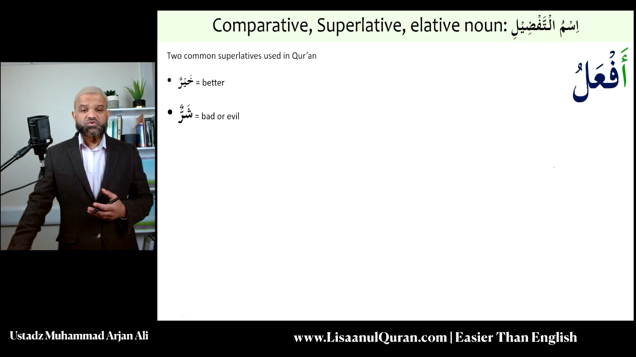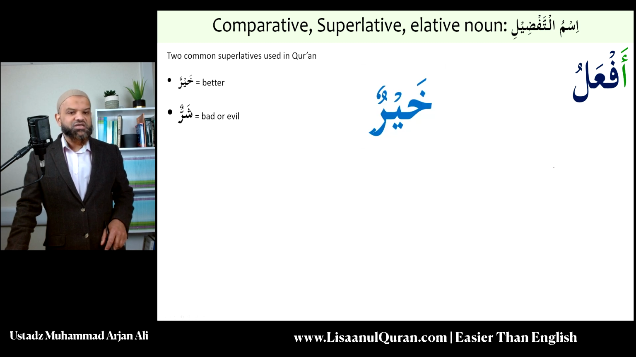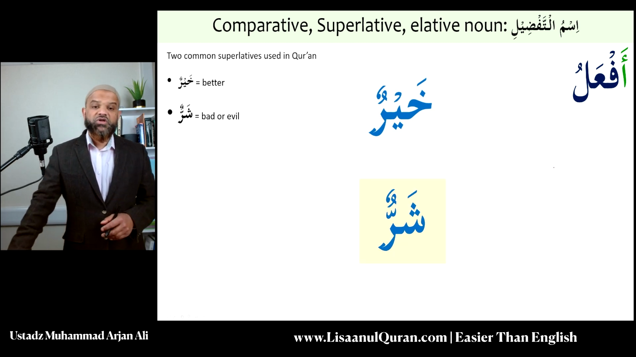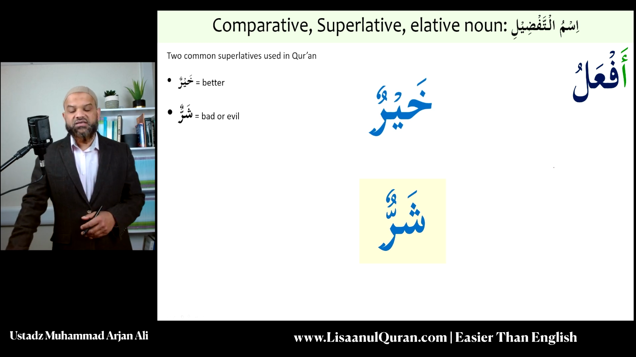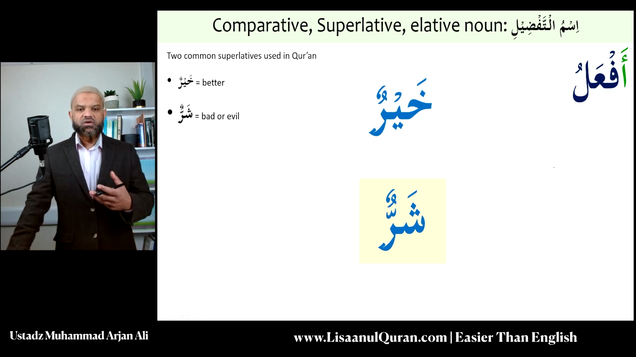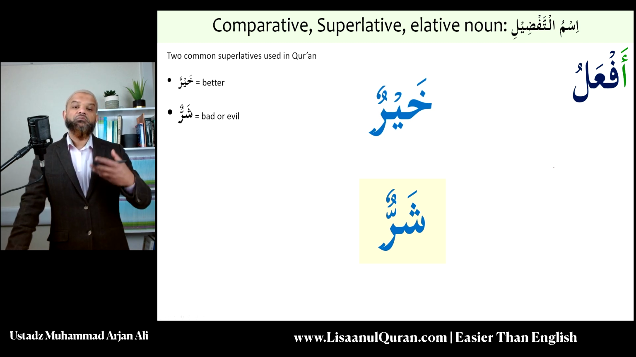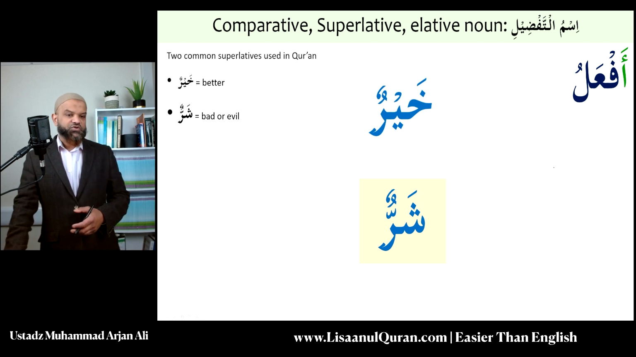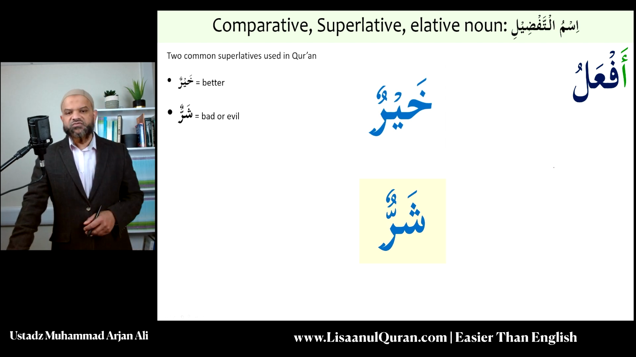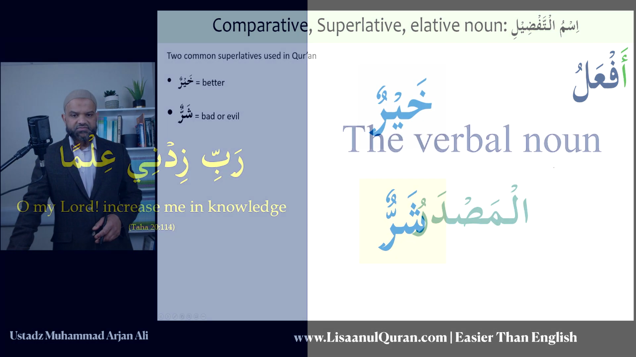There are 2 forms which are commonly used in the Quran, which do not seem to follow the pattern. Khayrun. Khayrun means better. And then we have another one, sharrun, bad or evil. These are also used as superlatives. Originally, they were on that pattern according to some scholars, but over time it became this form. So khayrun, better. As-salatu khayrun minan nawm. The prayer is better than sleep, which you'll hear at Fajr Adhan, of course. So these are the 2 forms that you will also see used in the Quran. Please make a note of them, that they're also used as superlatives.